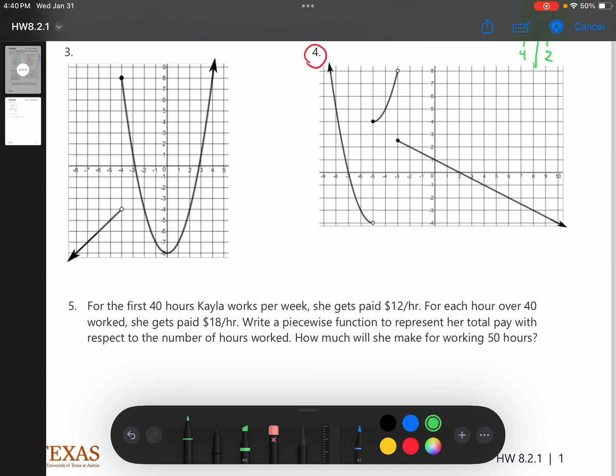Number 4, we have to figure out, notice that we have, let me switch to red here. All right, notice that we have 3 pieces. Hence the name piecewise defined functions. So I'm going to have 3 functions here.